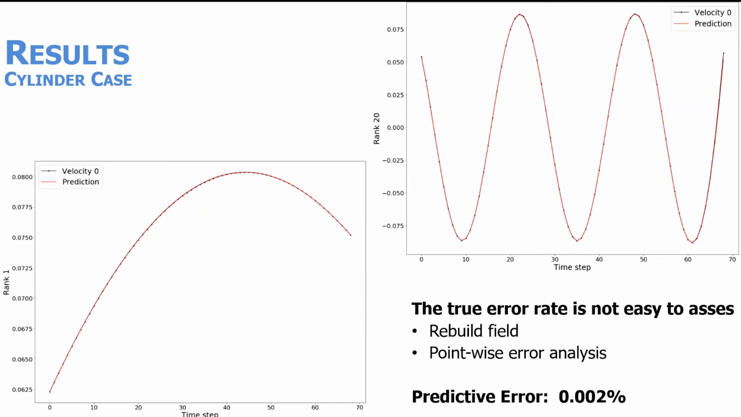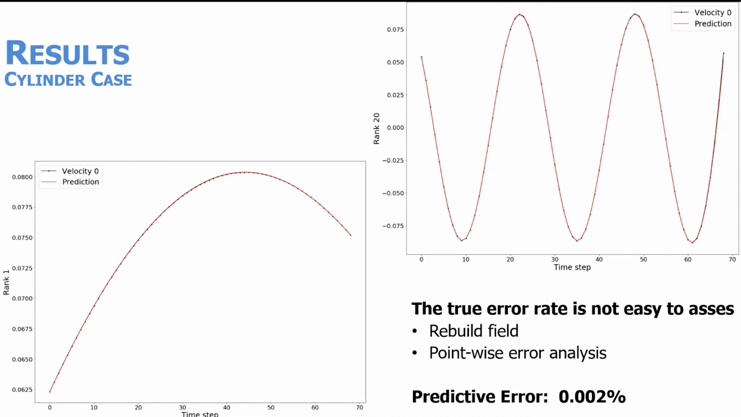And with that, also basically nail each predicted coefficient. However, to estimate the true error rate, we had to rebuild the whole flow field and do a pointwise analysis, which is quite a complex process to do. So for this study, we only compared the ground truth of the coefficients with the predicted coefficients, and received a roughly percentage predictive error of 0.002, which is really low.